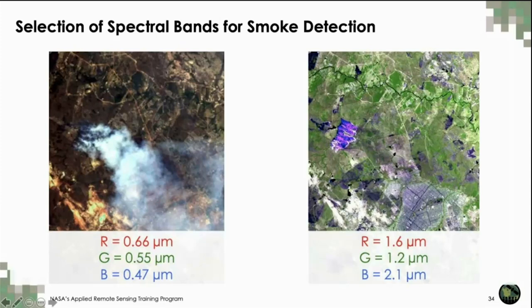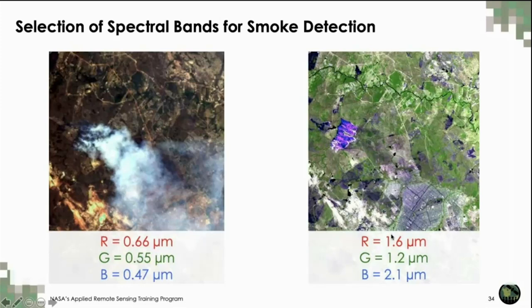On the right, you have the same measurement taken at the same place by the same satellite, but in a different spectral channel or band. We assigned 1.6 micron to the red channel, 1.2 to the green channel, and 2.1 micron to the blue channel. Now remember, these are all smaller wavelengths on the left. On the right, all of them are higher wavelengths, meaning they are larger than 1 micrometer. So now you can see that the smoke is almost not visible in the right image, which was very prominent in the left image, and you can't see the land underneath it on the left, but you can see the land underneath in the right image.